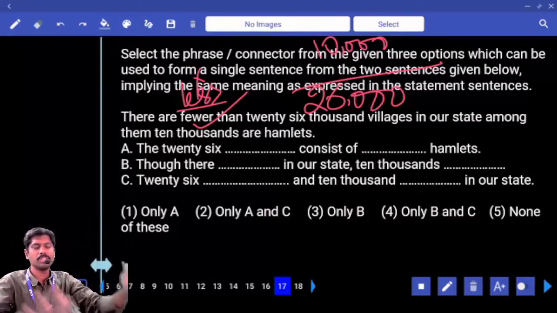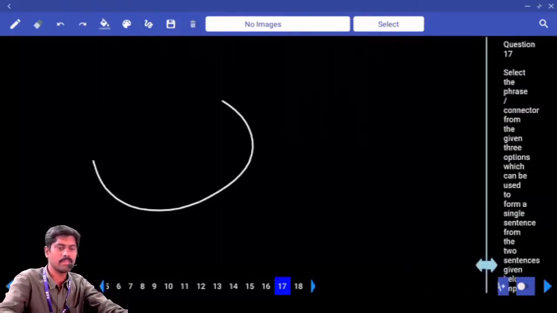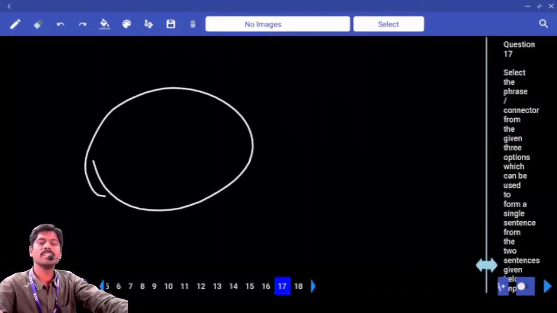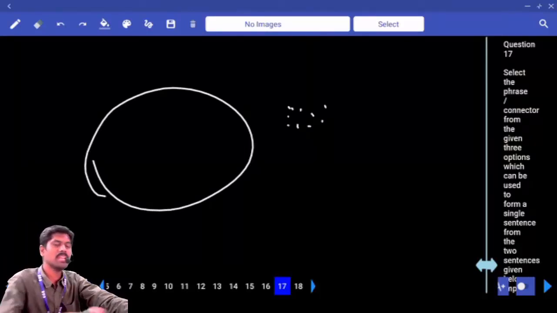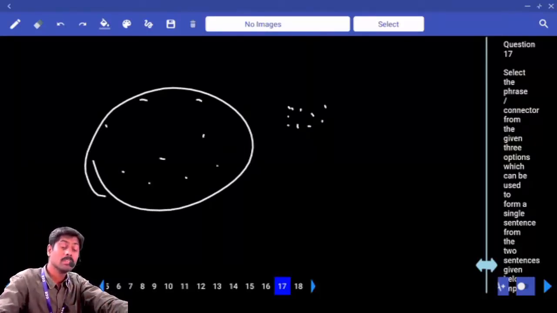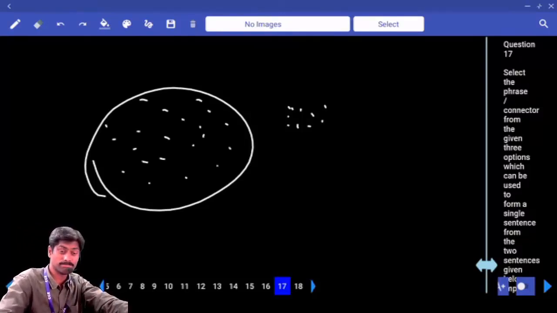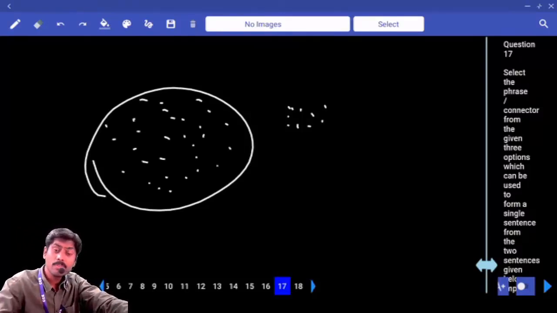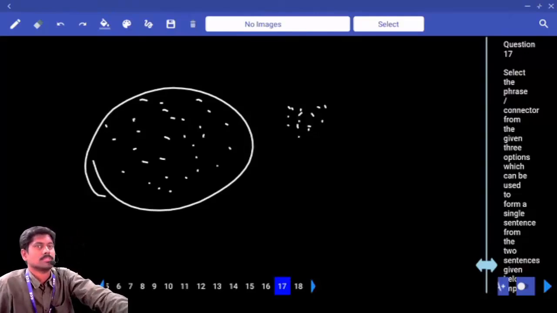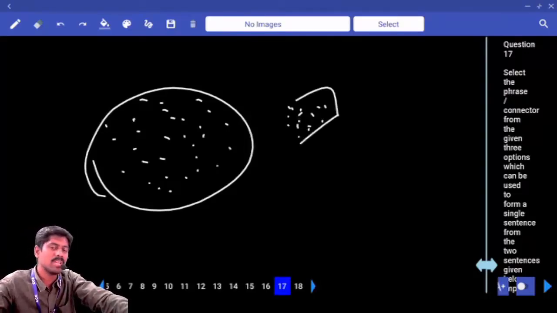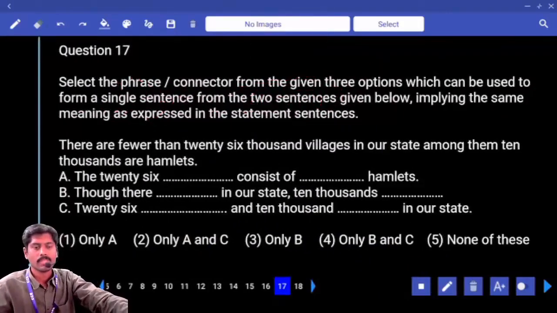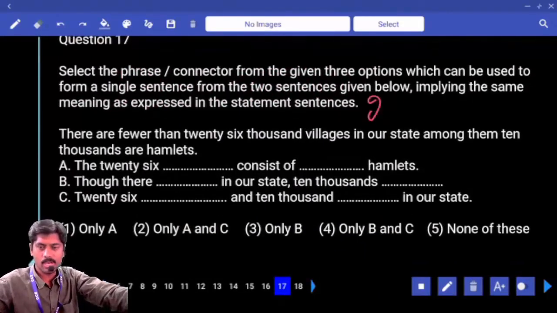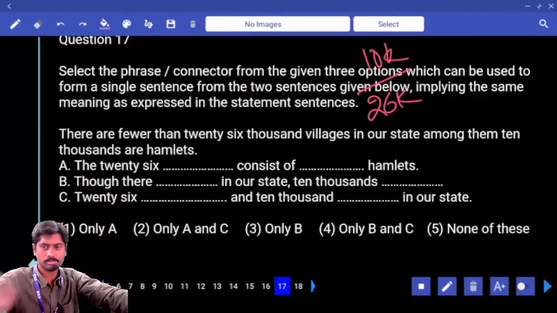Suppose a village will be there. This is a village, the entire village. But some families live here, 1, 2, 3 families. This is a hamlet. That's it. There are many houses in a village, but very few houses here. So these are called hamlets, a small colony. So out of 26,000, 10 are hamlets only.